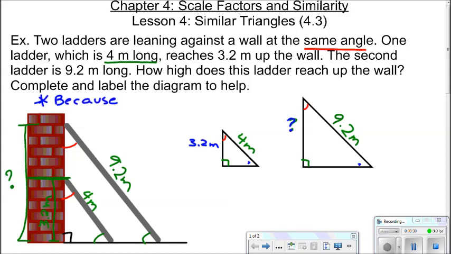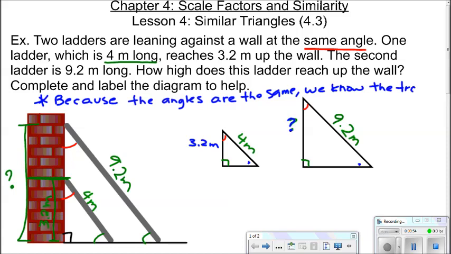And so we are stating that because all the angles... not really sure why I stopped writing there. Oh, okay. Because the angles are all the same, the triangles are similar. So because the angles are the same, we know the triangles are similar, so we can use a scale factor with the corresponding side lengths to find our missing side length.